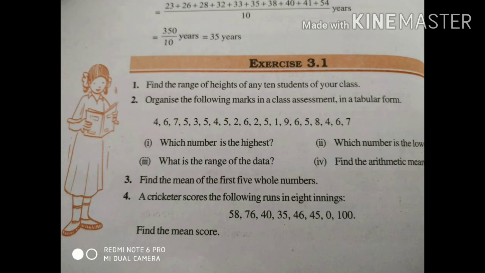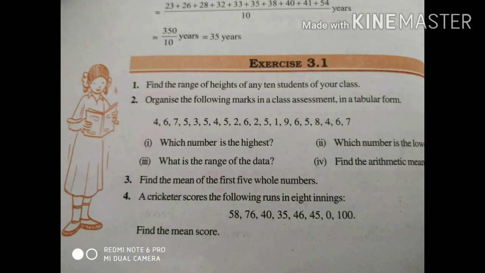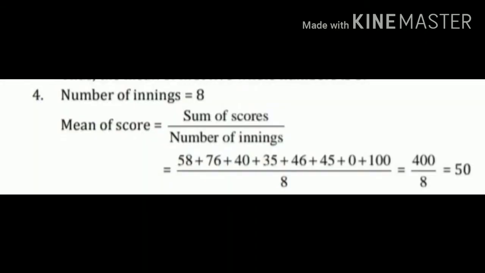Now the next question, that is to find the mean of the first 5 whole numbers. So the first 5 whole numbers start from 0. So the answer is 0, 1, 2, 3, 4. So we have to use the formula to determine the mean and the answer will be 2. Now in the fourth question, we have to find the mean score of these data. So using the formula, we can say that mean is equal to sum of the scores divided by number of innings. So the answer will be equal to 50.